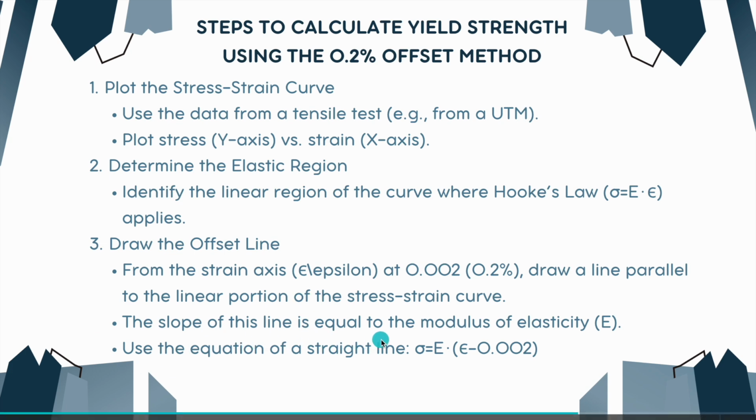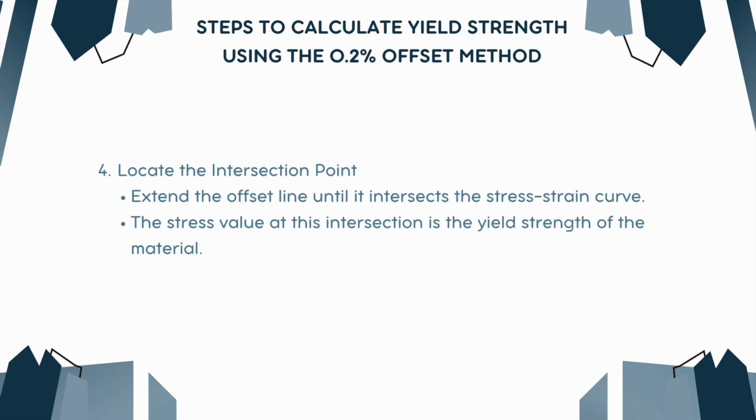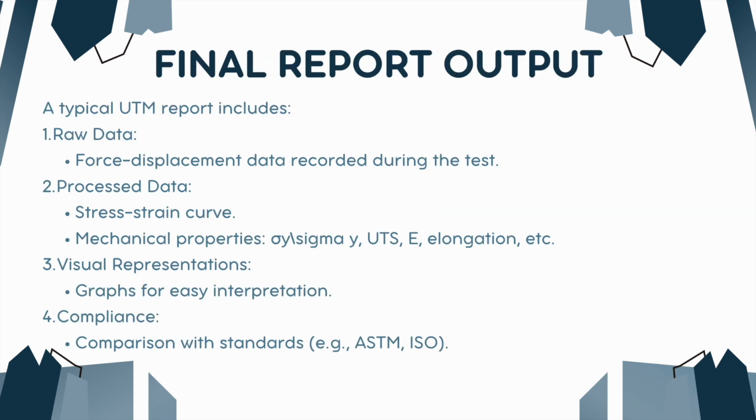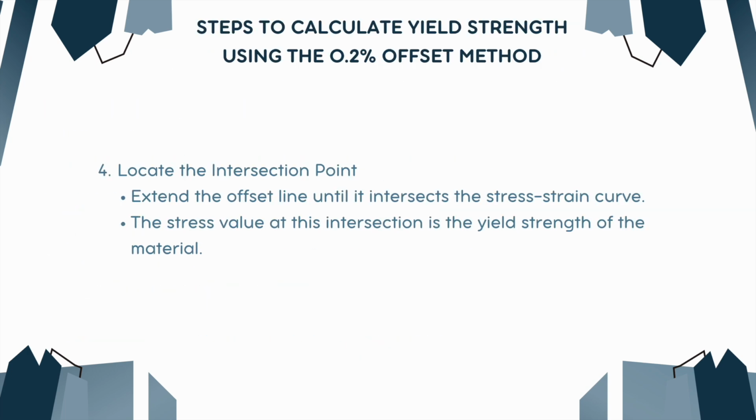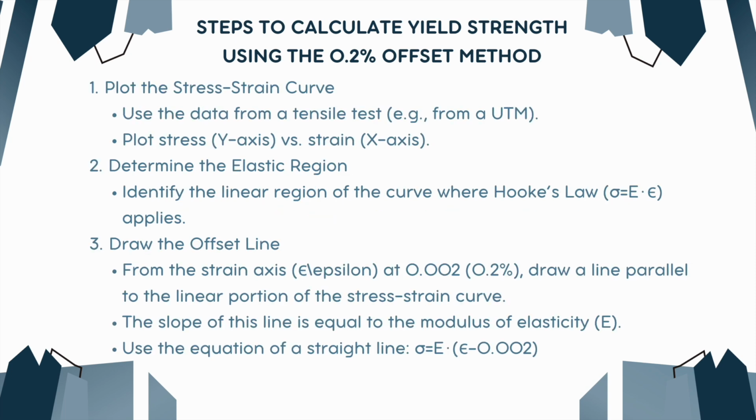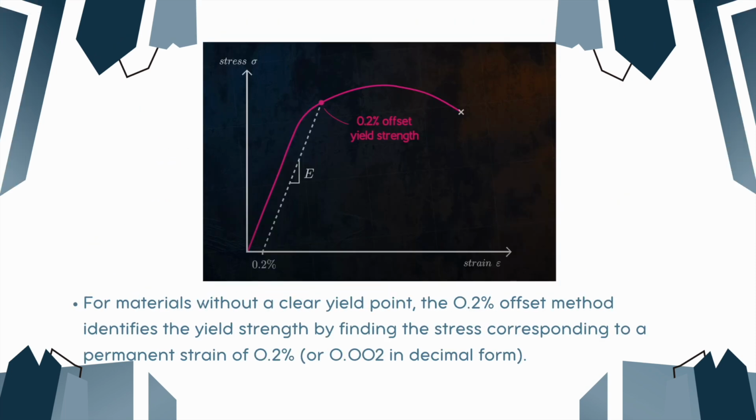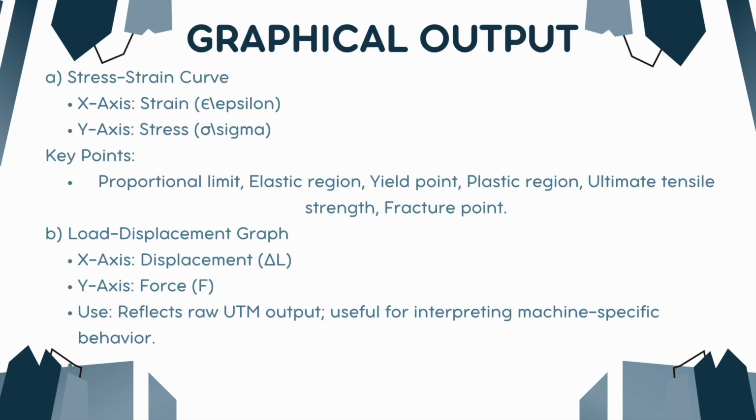The slope of this line is equal to the modulus of elasticity. Then we use this equation of a straight line: sigma is equal to E into epsilon minus 0.002. After that, we have to locate the intersection point and extend the offset line until it intersects with the stress strain curve. The stress value at its intersection is the yield strength of the material. So in this way we calculate the yield strength using the offset method if the material doesn't have a yield point. And yeah, that's it.